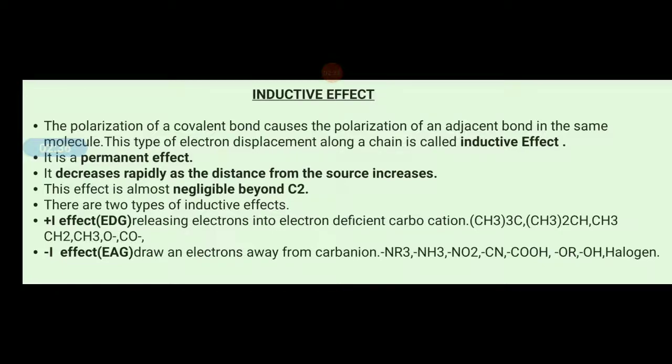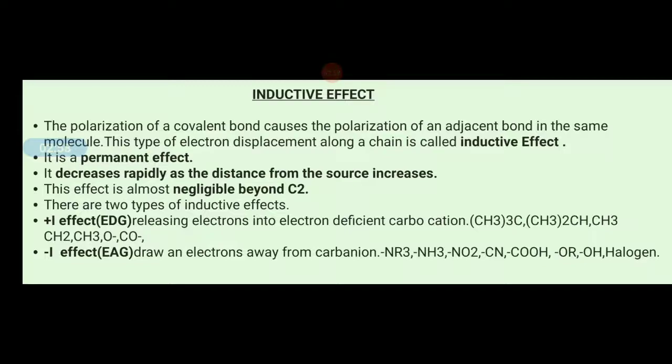Plus I effect is due to an electron donating group or electron releasing group, which releases electrons towards an electron deficient carbon. CH3 thrice C, CH3 twice CH, CH3, CH2, CH3O minus, CO minus. These are examples of the plus I effect.